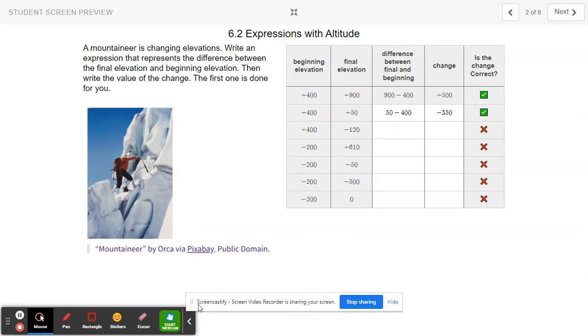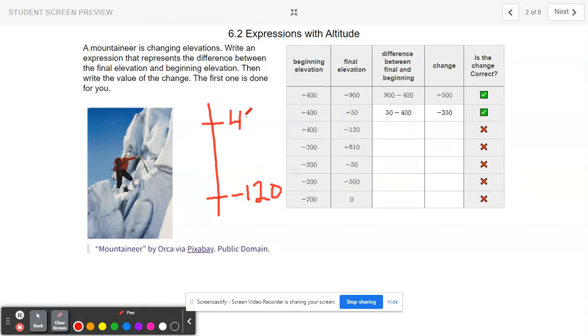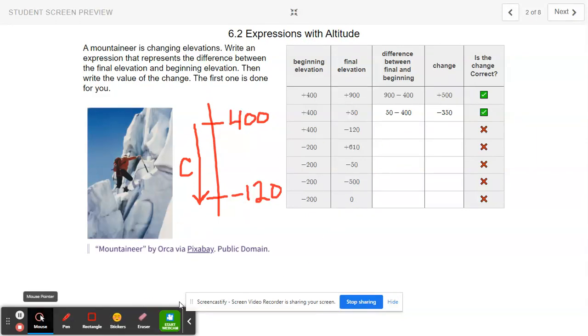So now let's take a look at the next problem. Again, we have a final elevation of negative 120 and a starting elevation of 400. We need to figure out what is the change, and this here is the C, the change. And in order to find change, we're going to take the ending amount, so the negative 120, and we're going to subtract the starting amount of 400.